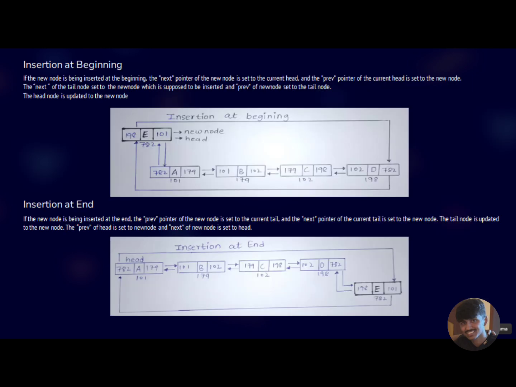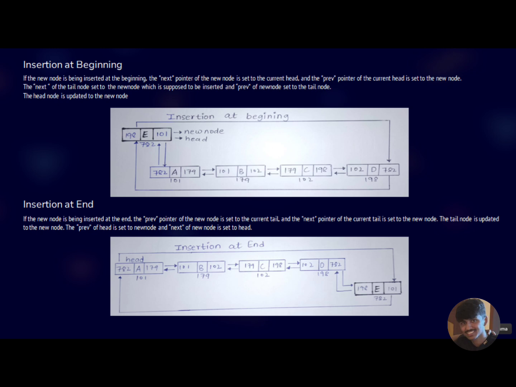For insertion at beginning, if the new node is being inserted at the beginning, the next pointer of the new node is set to the current head, and the previous pointer of the current head is set to the new node. The next of the tail node is set to the new node, which is supposed to be inserted, and prev of the new node is set to the tail node. Now, the head node should be updated to the new node.